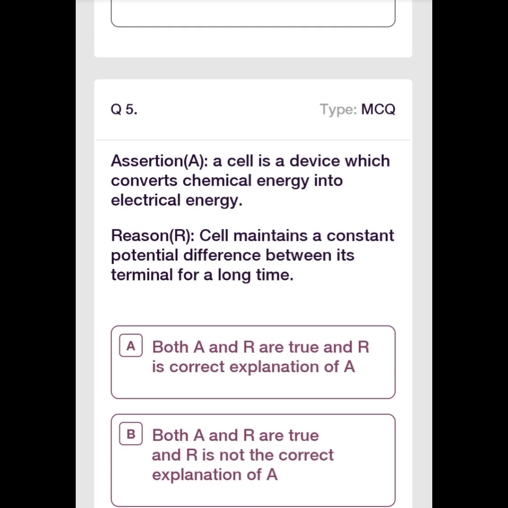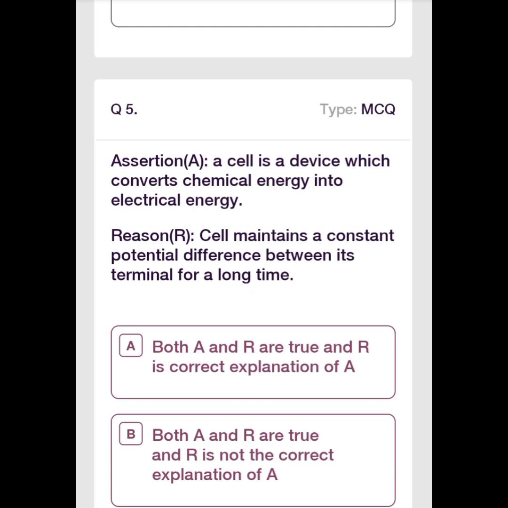And what is the reason? Cell maintains a constant potential difference between its terminals for a long time. Yes, it will maintain, but this is not the correct explanation for the assertion. What they say is chemical energy to electrical energy. What is the reason? Because they develop potential difference across the two ends.